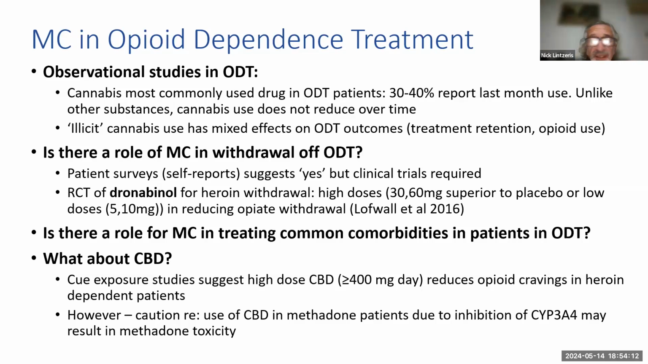There's only been one study ever of a cannabis product, and that was a rubbish synthetic dronabinol for heroin withdrawal, and it suggested high doses are effective in dampening opiate withdrawal symptoms, but one small study. So we have to say that despite a lot of patient report, we just don't have the evidence whether or not cannabis assists in opiate withdrawal.